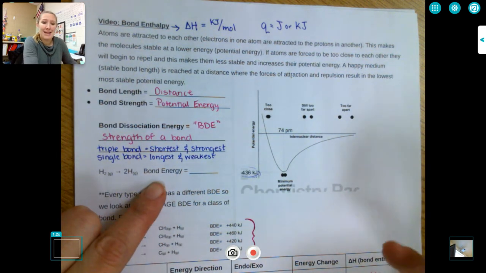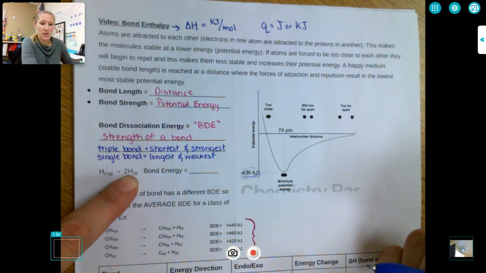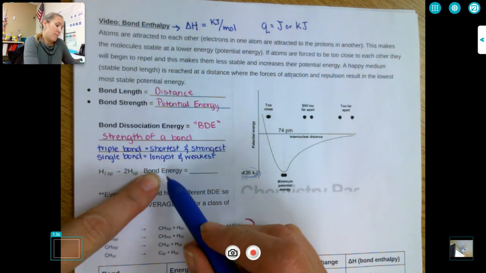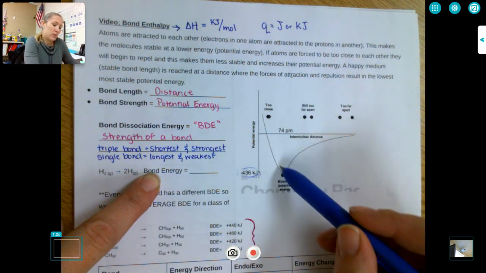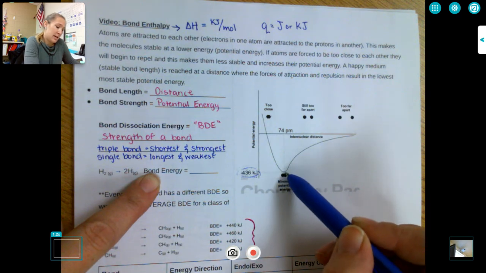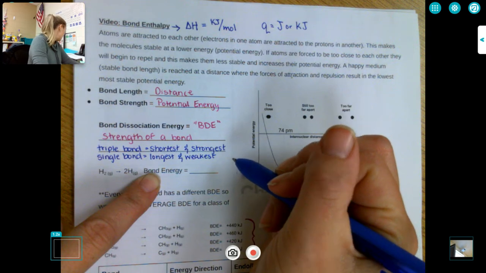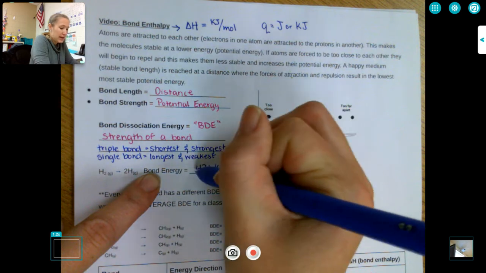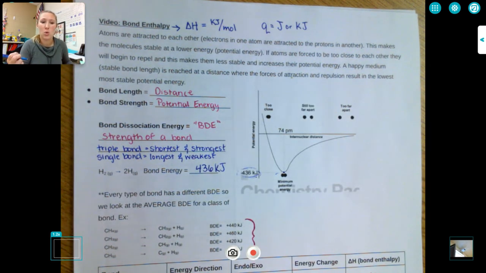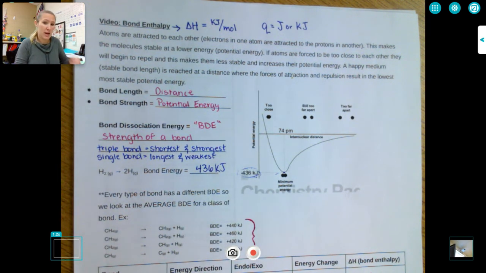So if I were to look at the bond energy of hydrogen, hydrogen's a diatomic of two hydrogen atoms bonding together. Well, the bond energy, or the strength of my bond, is its potential energy. So I would read this chart and I would see that my bond energy is the lowest point. I read across, so that is 436 kilojoules. And it's positive because that's the amount of energy stored in there. We're not breaking it, we're not releasing it. So that's just the amount of energy stored in the bond. It's going to be positive.